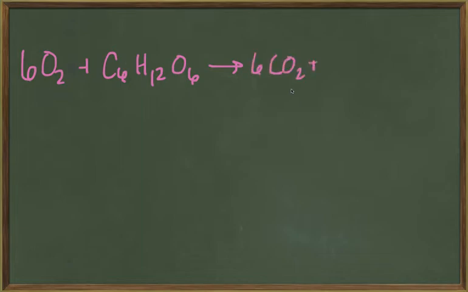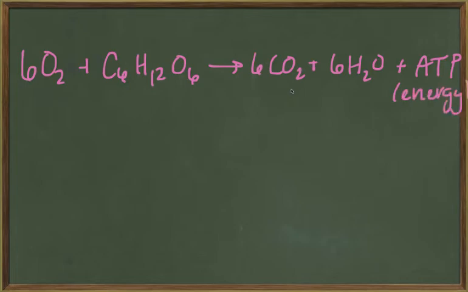In order for cellular respiration to occur, I need 2 reactants. They are 6 molecules of oxygen plus 1 molecule of C6H12O6. When those 2 react, I form 3 products. One of them is 6CO2 plus 6H2O plus ATP, aka energy. Does this look familiar to you at all? Hopefully, you're noticing that they are the reverse of each other.